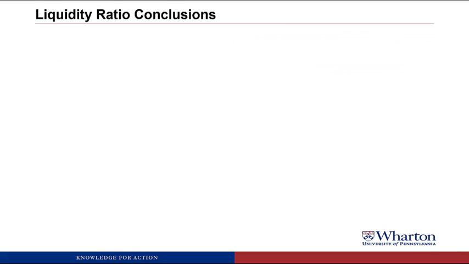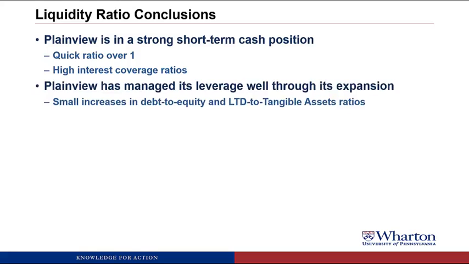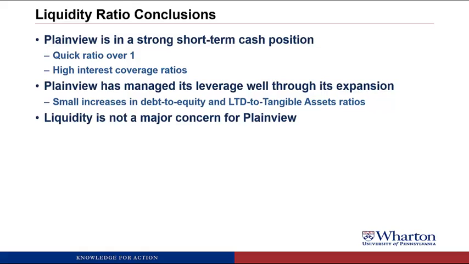So the conclusion for Plainview from the liquidity ratios is that they're in a strong short-term cash position. Quick ratio is greater than 1. They generally have high interest coverage ratios. They've managed their long-term leverage well through their expansion and growth. There've been some small increases in debt to equity and long-term debt to tangible asset ratios, but they're still not that big. And if we compared them to other companies in the industry, we would see that they're probably in line with what other companies have. So liquidity is not a major concern for Plainview Technology.